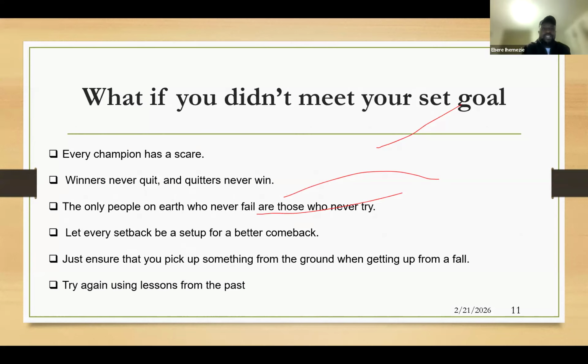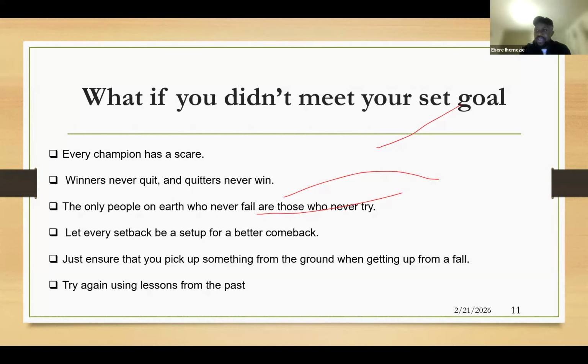Okay, so what if you didn't meet your set goal? What will happen? Of course, there are periods where you set your goals and you don't meet them. This is the time to remind yourself that every champion has a scar. Winners never quit. It's only those that quit that never win. So let your failure, let your setback be a setup for you to come back. The key thing there is to ensure that you pick up something from the ground when you're getting up after you fall.